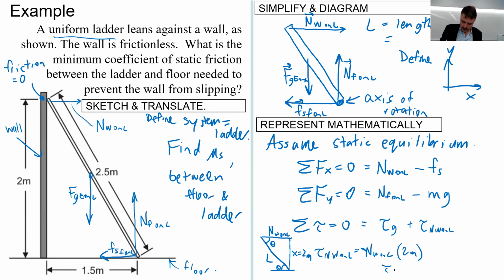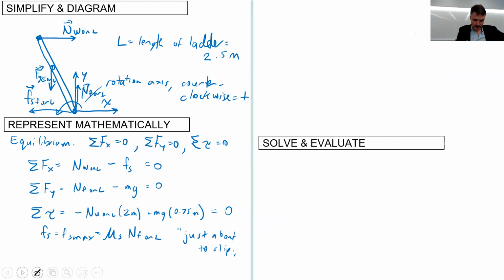And then the torque due to gravity will be positive, and it'll be the mg times the, again, the x distance right here, which will be half of 1.5. So I'm going to call it 1.5 over 2. And that one's going to be plus. And what we're going to do is assume that the static friction force is Fs max is mu s times the normal force of the floor on the ladder, because it's just about to slip.